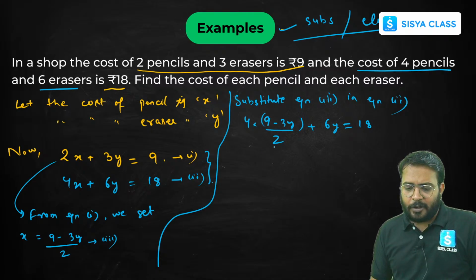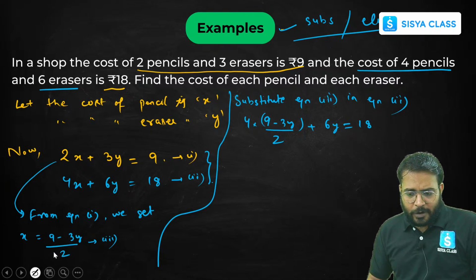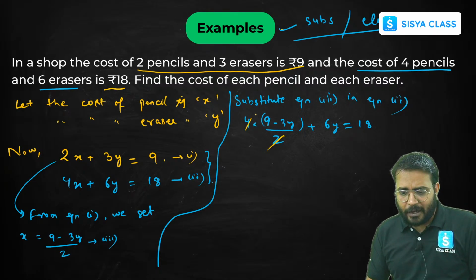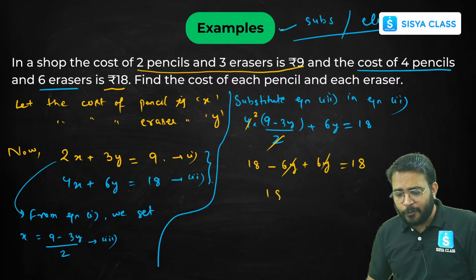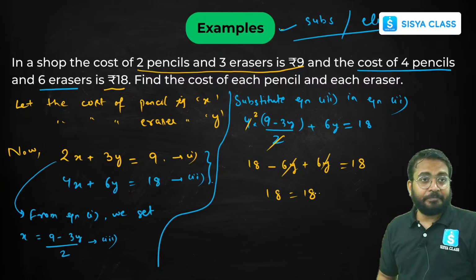Now can we solve? Yes sir, we can solve it. How? We can cancel 2 into 2, and 2 into 9 is 18, minus 2 into 3 is 6y, plus 6y is equal to 18. Yes or no? Minus 6y and plus 6y cancel, and we get 18 equal to 18.